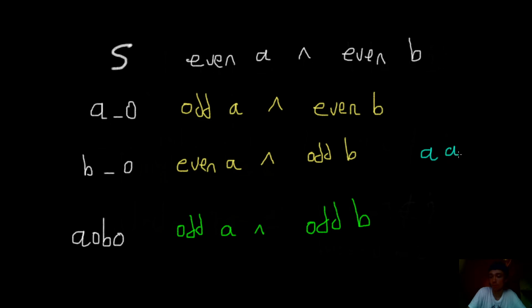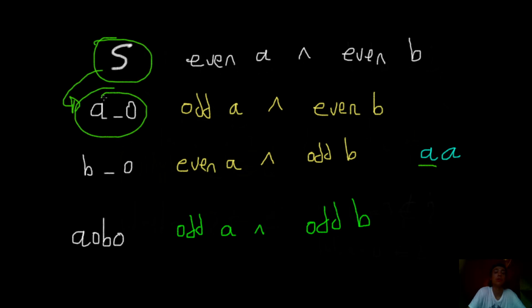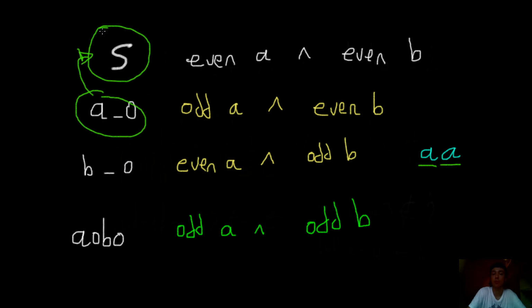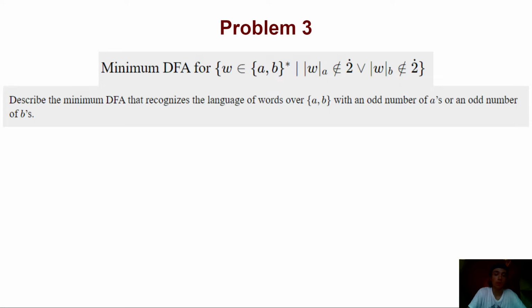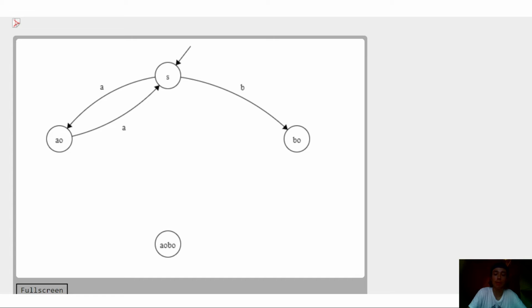So the idea to understand this is to consider the word AA. At first I am in the state S because I haven't read anything. When I read the first symbol, I go from here to here. And when I read the second one, I now have again an even number of A's. So I go from here to here, right? So this is the idea of this transition. And the same goes for the B state, right? Imagine that I am in the state B0. I have an even number of A's and an odd number of B's, and then I read a B. Then I go again to the state S, since now I come back to have again an even number of B's.